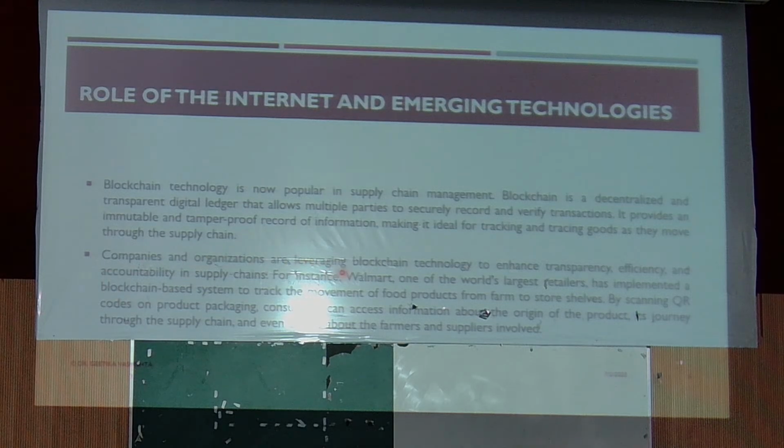Okay, companies and organizations are leveraging blockchain technology to enhance transparency, efficiency, and accountability in supply chains. For example, Walmart, one of the world's largest retailers, has implemented a blockchain-based system to track the movement of food products from farm to store shelves. By scanning QR codes on product packaging, consumers can access information about the origin of the product, its journey through the supply chain, and even details about the farmers and suppliers involved.